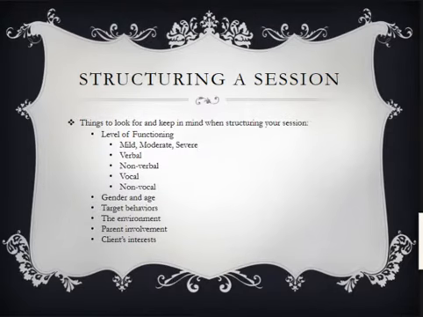Structuring your session. So, things to look out for and keep in mind when you're structuring your session. Always look at the level of functioning of your client. So where are they verbally, behaviorally, what's going on, so you know how to structure your session and what activities to use. The gender and the age of the client, so making sure that you're really aware of that as well. We want to make sure that activities are age appropriate and gender appropriate for that client. Target behaviors, the environment, parent involvement, and client's interests.